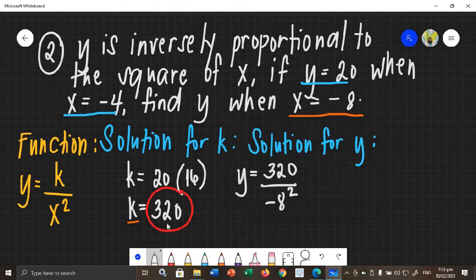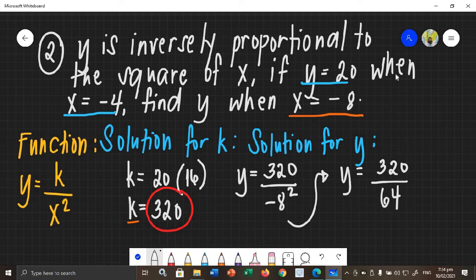So now, para ma-solve natin yung value ni y, we need to simplify muna si negative 8 squared. Okay? So, write ko yung solution here. y is equal to 320 over negative 8 squared. So, negative 8 squared is equal to 64. And then now, you need to divide 320 over 64 and that will be equal to 5.